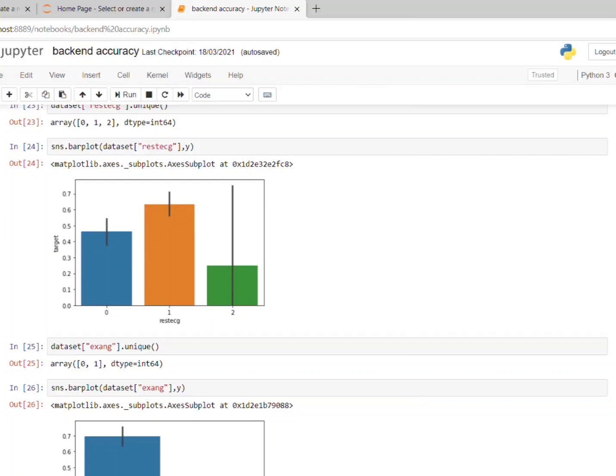whereas people having type 2 is extremely low as compared to type 0 and type 1. And from the above bar plot we can easily see that people having type 2 are much less likely to have heart problems when compared to type 0 and type 1.